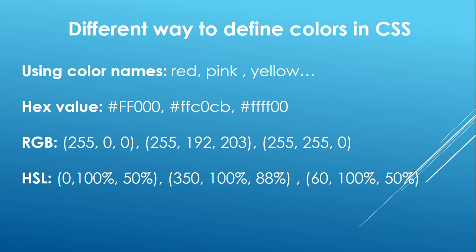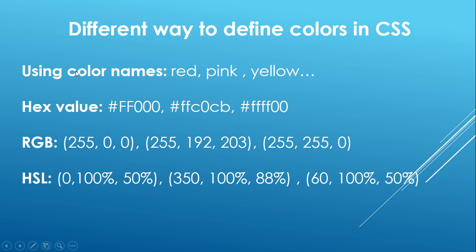So today we are going to see different ways to define colors in CSS. So far, we have used only the first way, using color names. In the last session, we talked about using color names. We changed the background color and the foreground color of the paragraph. We changed the background into red and the foreground color into yellow, I think.